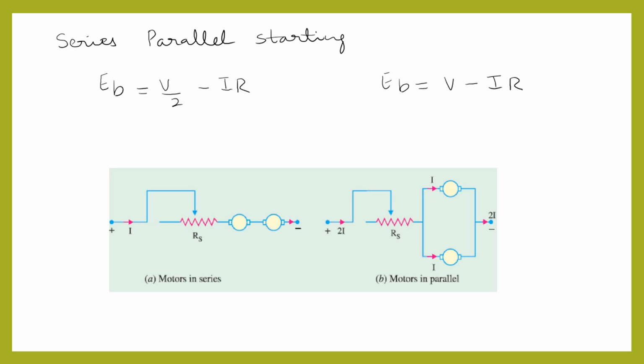So once the starting resistance is cut off completely, the motors will be in full parallel position, and it gives another running speed. This speed is greater than the speed when the motors are in full series position. As shown in the figure, let the current during the starting interval be limited to the normal rated current I per motor. So the starting current is limited to the normal rated current, which is I per motor.